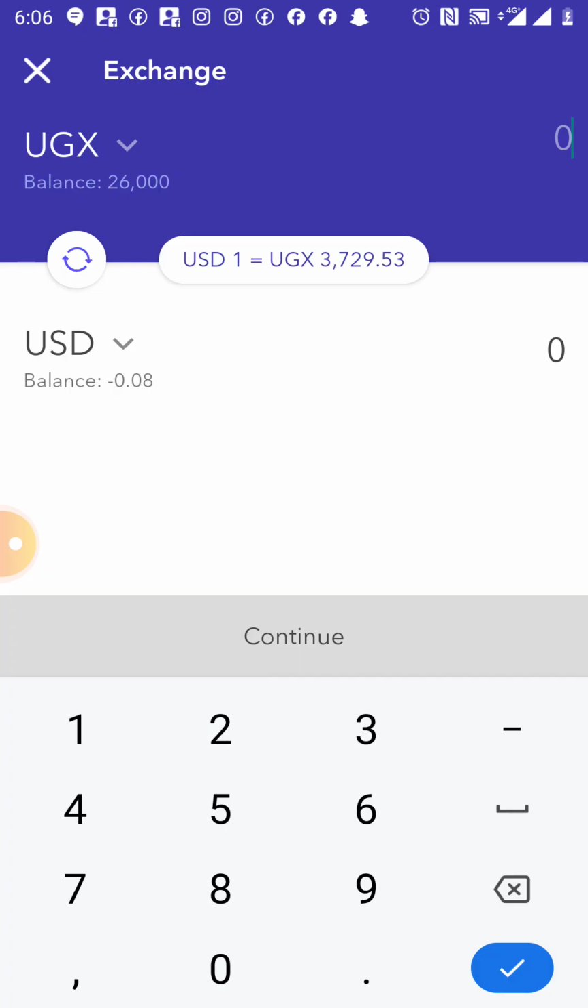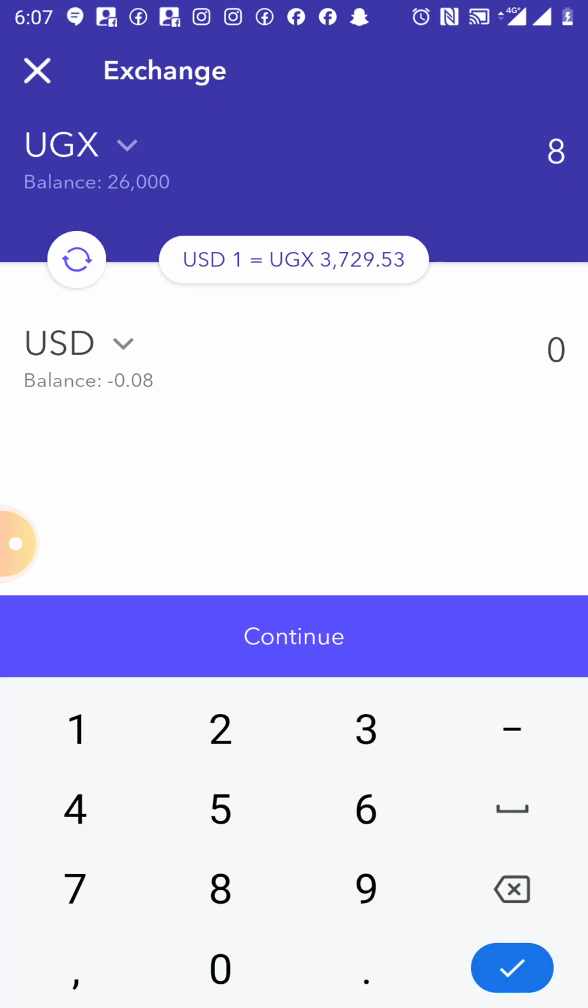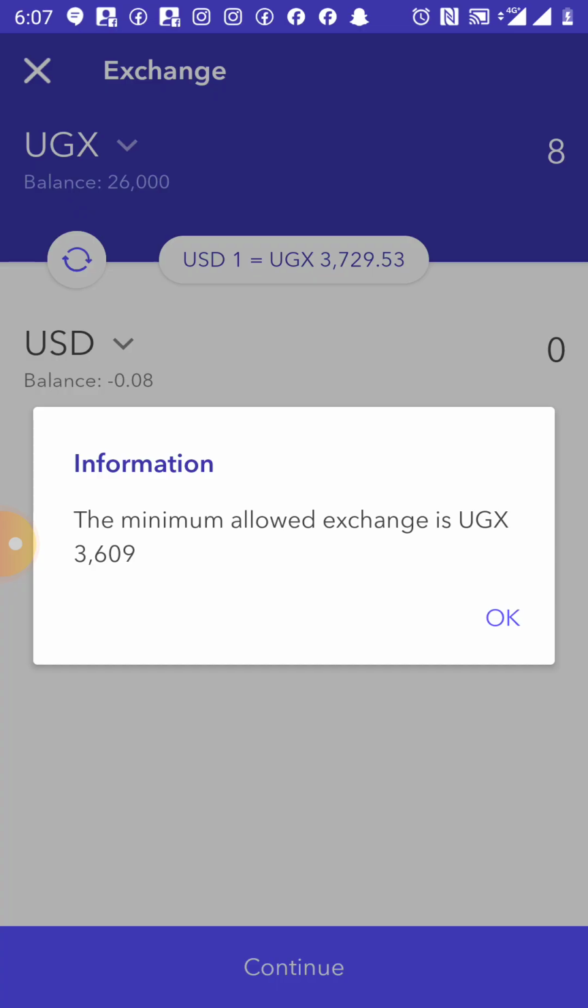So with the negative, I'm already having a negative 0.08, so they are already demanding me, I believe. Maybe from the last transaction I made, I'm being demanded. So it means that exchanging at that rate, I have to go for it. If I say I want to make $8, what are they telling me? If I click continue, are you seeing the minimum? They are saying the minimum allowed exchange is this.